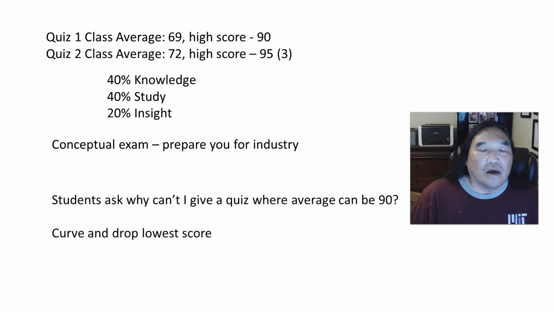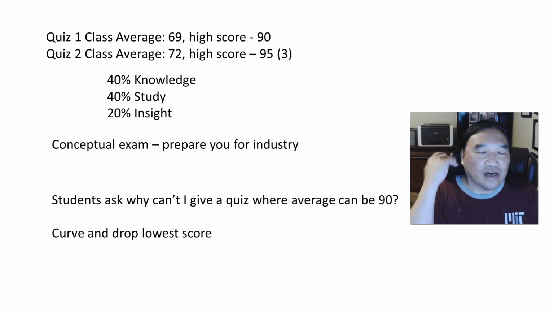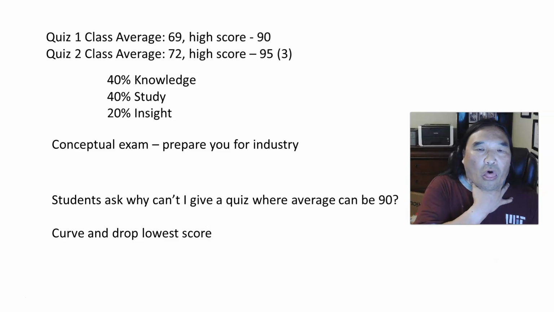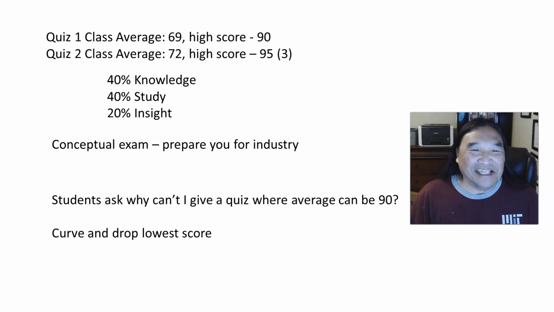Now, I've been asked, why don't you give us a quiz where the average is 90? Okay, here's the thing about a quiz. You will not do as well as your peak performance. You just won't, because under pressure, everybody will do a little bit less than they do. So if you look at the 40-40-20, you would expect class average to be 80. However, I think you're doing well if class average is 70. Why? Because under pressure, yeah, you choke. I choke.